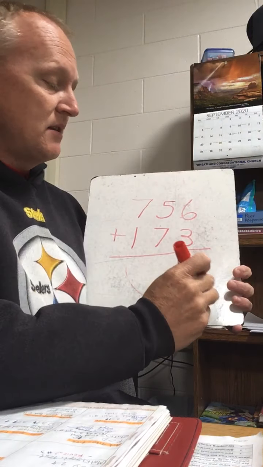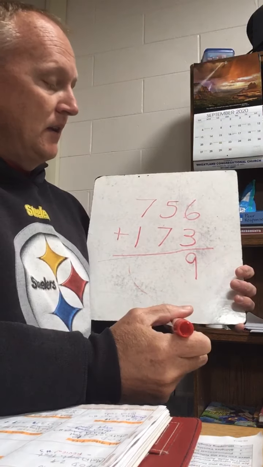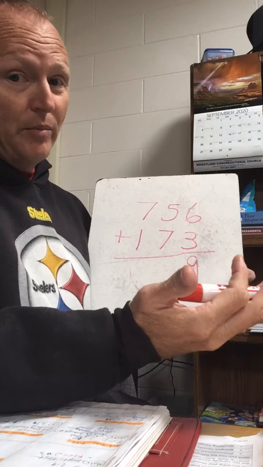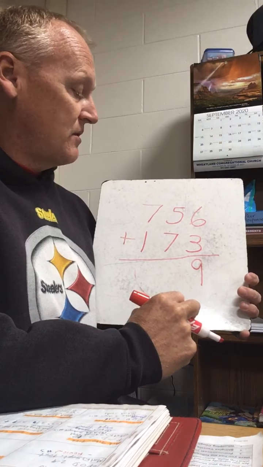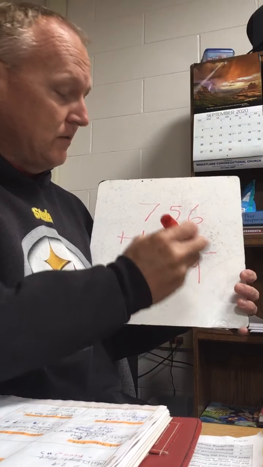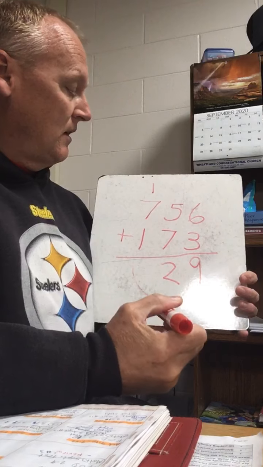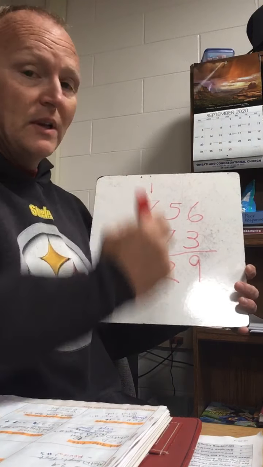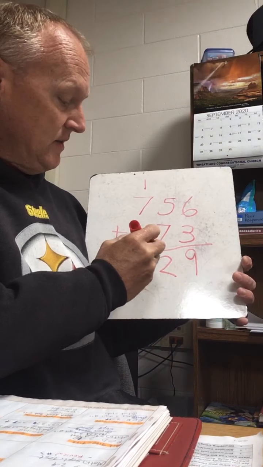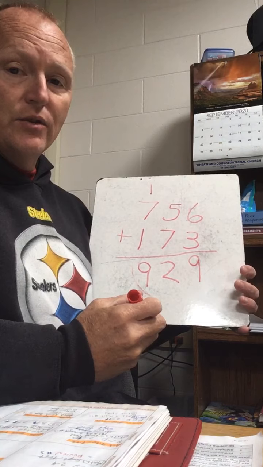In the ones place, 6 and 3 is 9. In the tens place, notice there's no regrouping there, right? Because it's not 10 or more. In the tens place, 5 and 7, that gives you 12. So you bring down the 2, carry your 1. And now in the hundreds place, we have 2 plus 7, and that's going to give us 9. So the sum is 929.